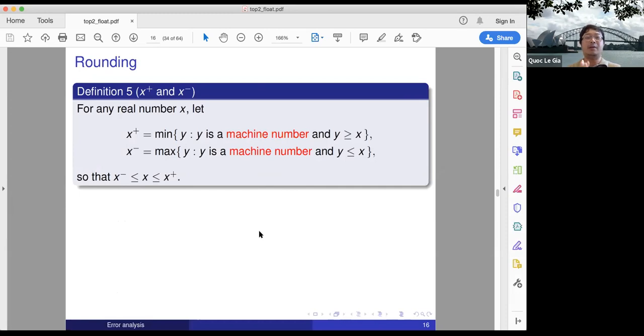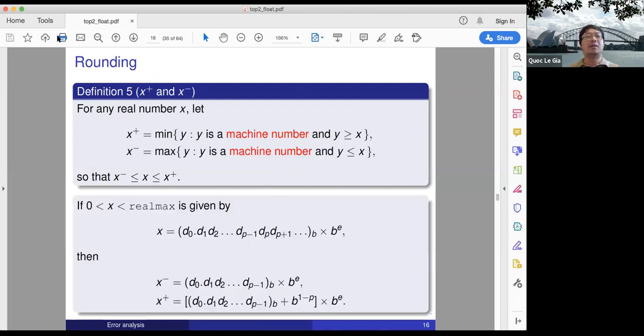Let me draw pictures. When you have infinitely many digits, when you put them into a machine, you can put only finitely many digits, remember, like 52 digits after the dot. Then it introduces some errors. We call it rounding errors. Maybe it's better to draw pictures. So the x plus and the x minus look like this. I don't have a picture here, but let me draw one real quick.